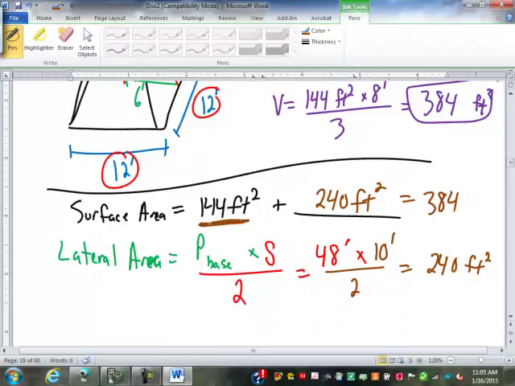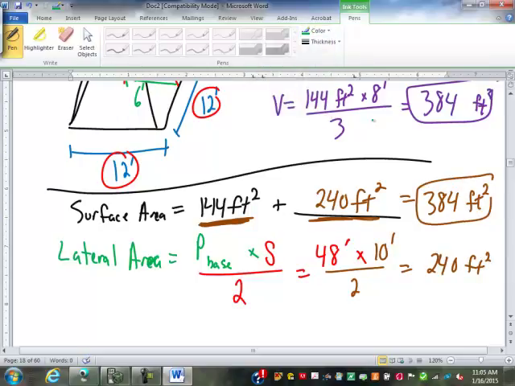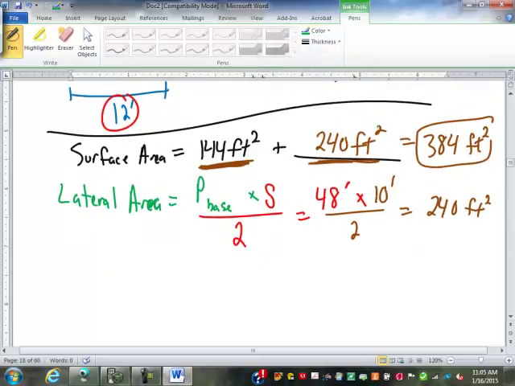So we've got the 144 square feet for the base, the 240 square feet for the lateral area, which adds up to 384 square feet total. What do you think? Better than a sharp stick in the eye?